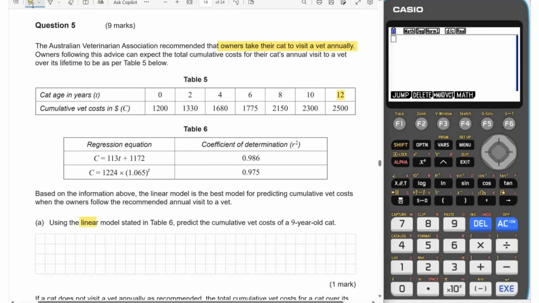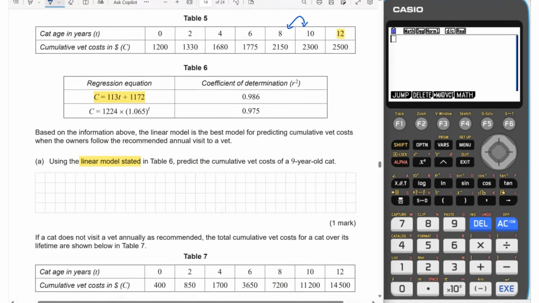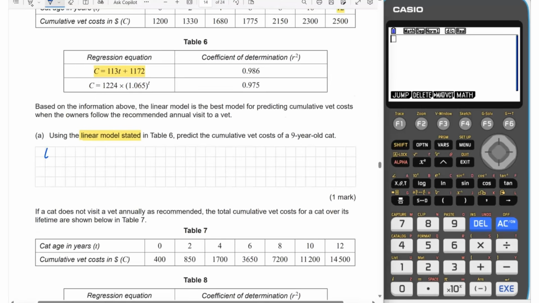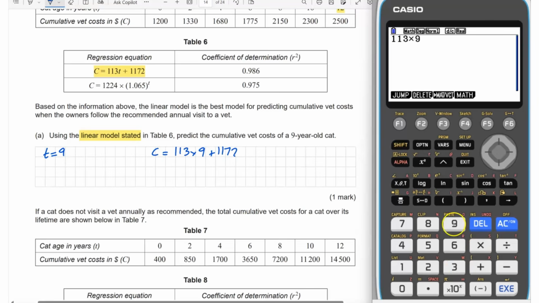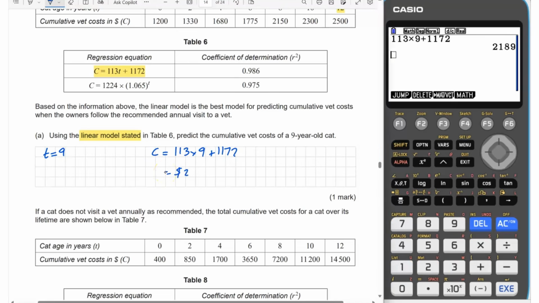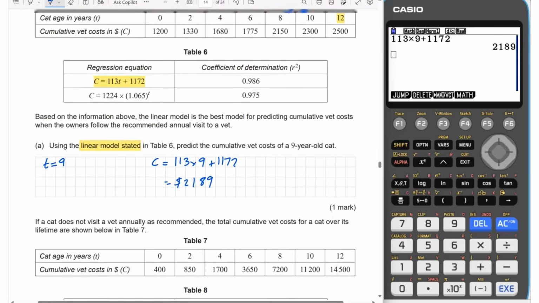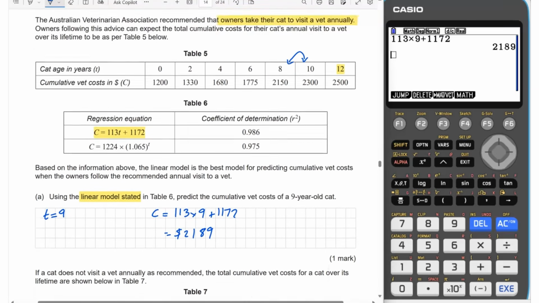So in part A, we're interested in this linear model up here, and it says predict the cumulative vet cost for a 9-year-old cat. Now, when we look in here, we can see we've got the data for 8 and 10, but not 9. So we're going to be using the model to give us that estimate, which means that t is equal to 9, and in our calculator we're going to go 113 times 9 plus the 1,172. And we get $2,189, and there is no cents in that one. So that's for the cat that is visiting the vet annually.